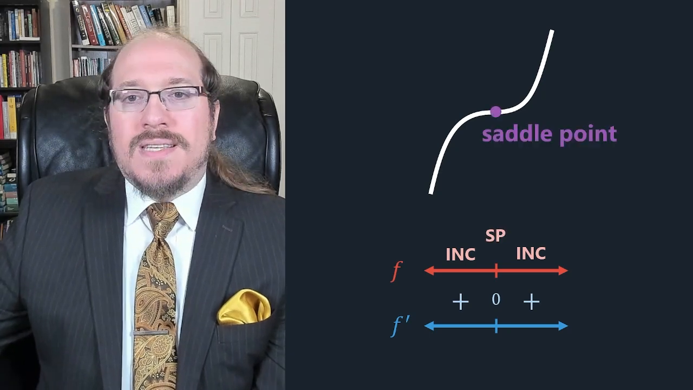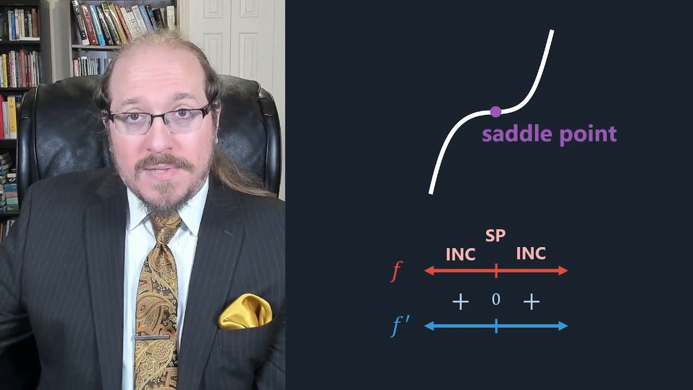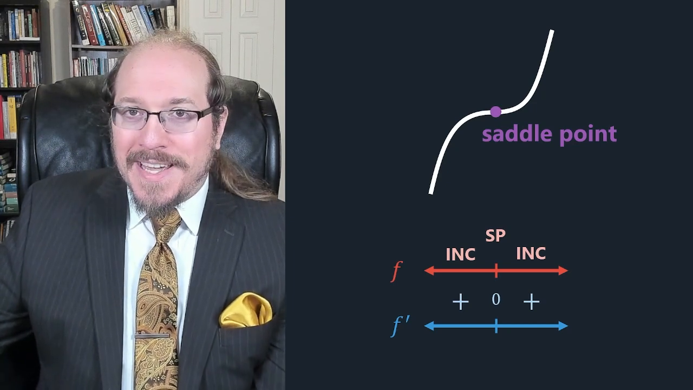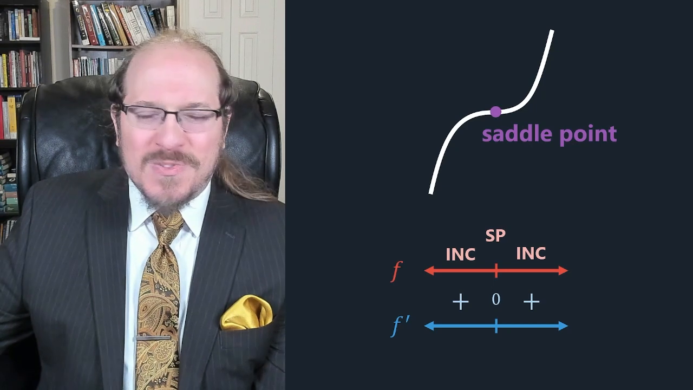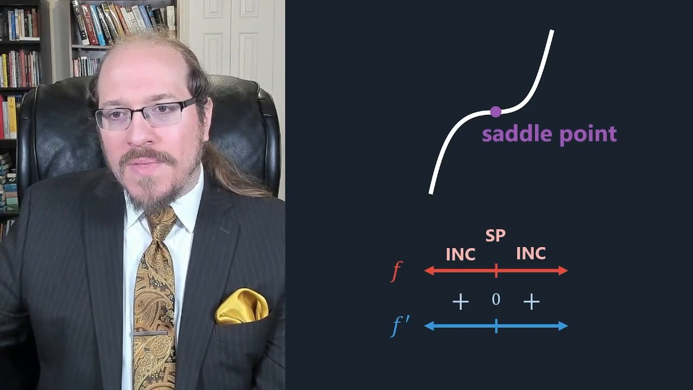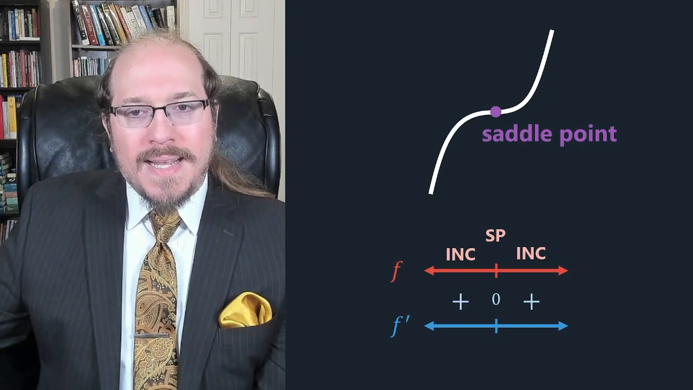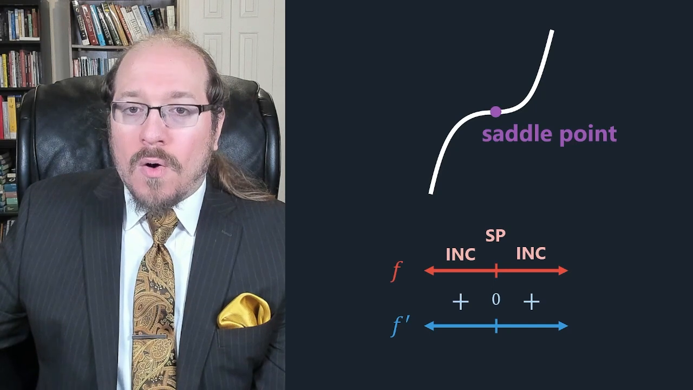This is sometimes called a saddle point, though you'll more often see that terminology in multivariable calculus, which, by the way, you should totally take if you ever get a chance. It's really cool. Anyway, by looking at the signs of f prime on either side of a critical point, we can tell whether that critical point is a maximum, a minimum, or neither.